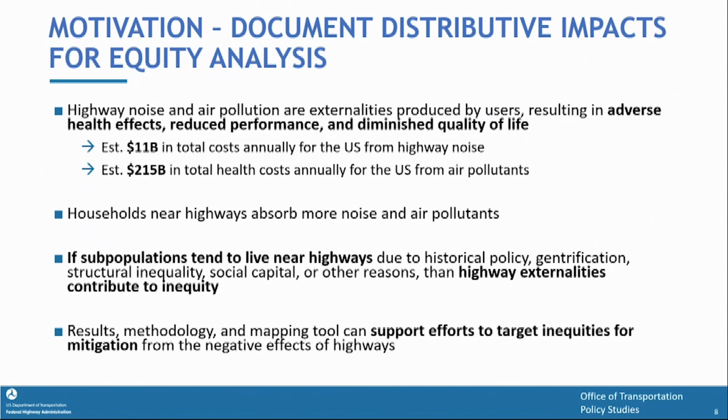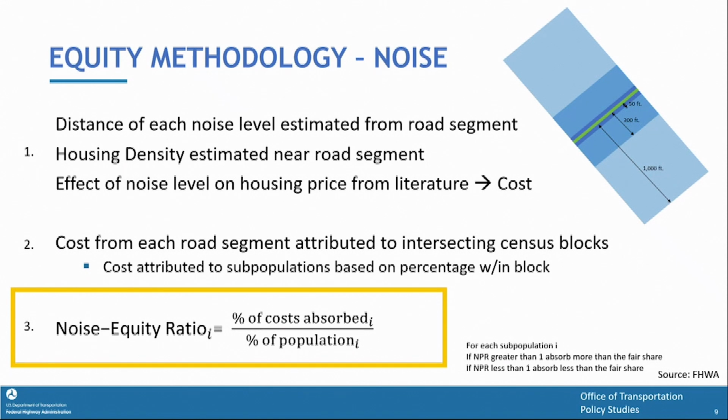And we believe the results, methodology, and the mapping tool can support efforts to target inequities for mitigation from the negative externalities of highways. So how do we do this for noise? First, using our traffic to noise equations, we estimate the distance each sound level reaches from each highway segment. If anyone's familiar with the HPMS data set, it has segments often down to 1/10 of a mile in length. And then we have the traffic data for those roads. So we estimate the noise coming from that road.